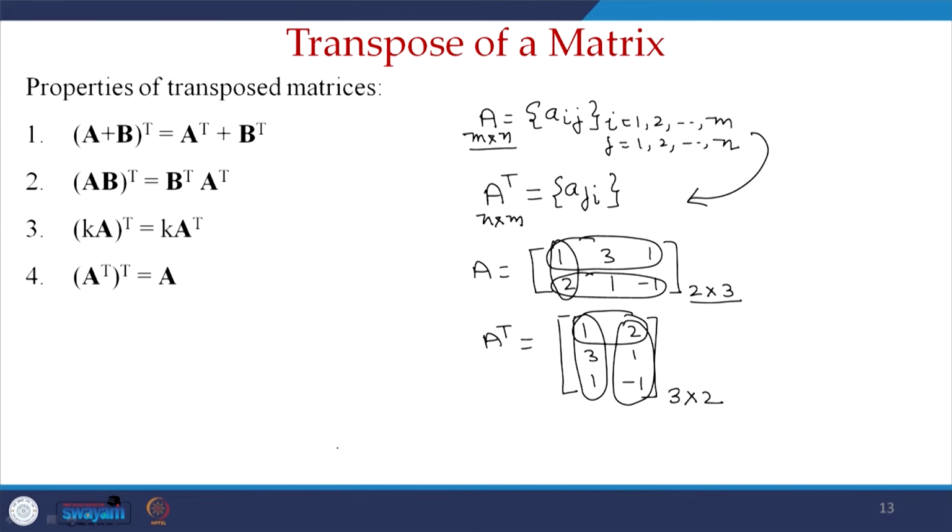So, some rules: if you are having two matrices A and B, then (A plus B) transpose equals A transpose plus B transpose, whereas (A into B) transpose equals B transpose into A transpose. If you are having a scalar k, then (k times A) transpose equals k into A transpose, and then transpose of a transpose of a matrix equals the matrix itself, meaning (A transpose) transpose equals A.